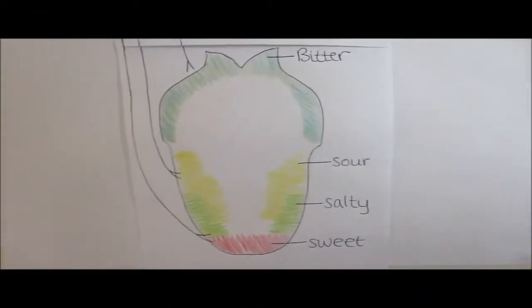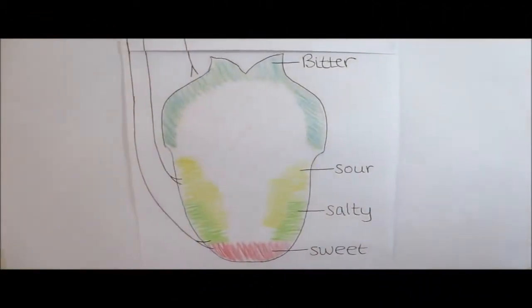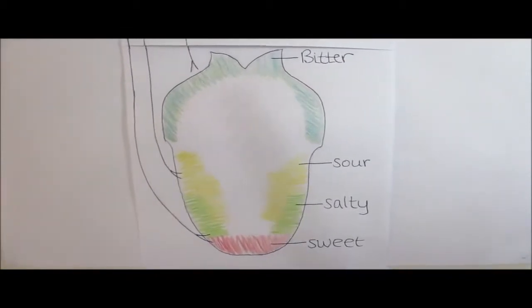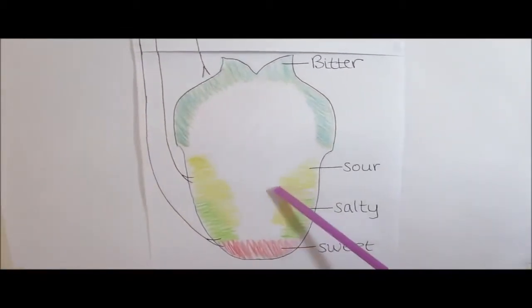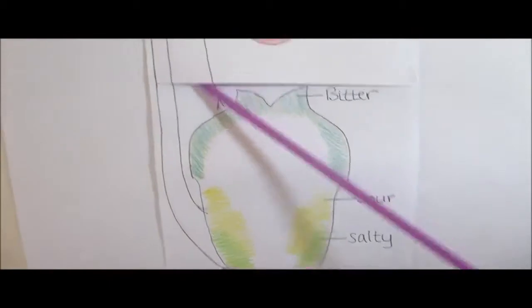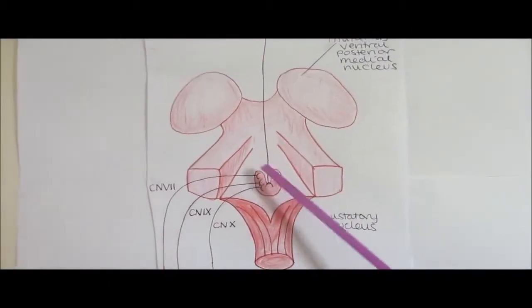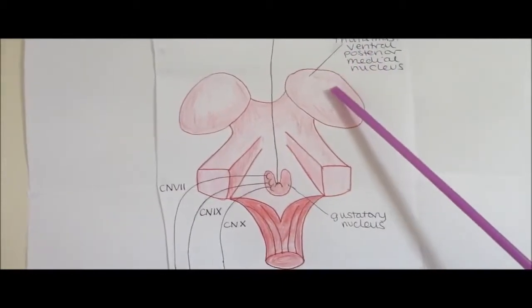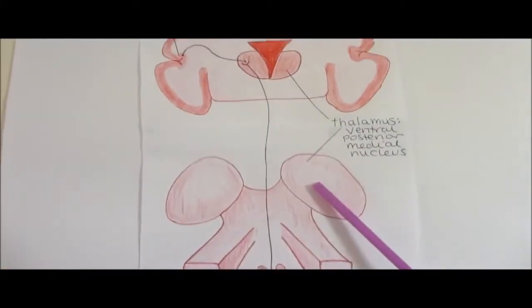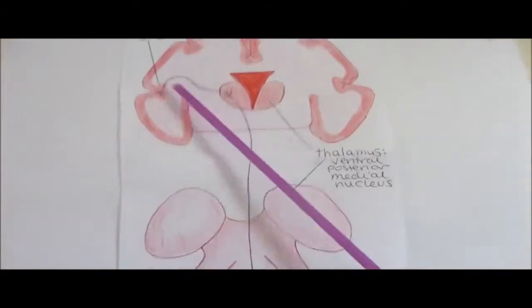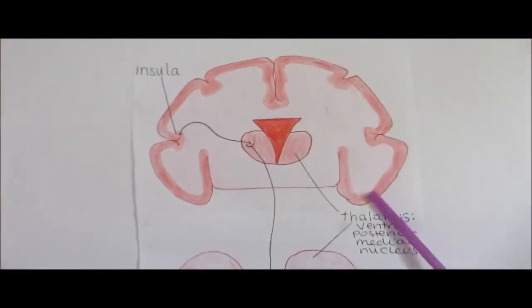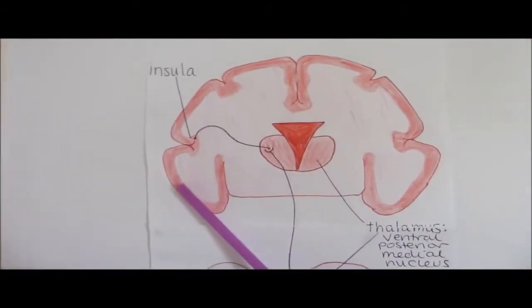Let's just recap the pathway tastants take from the tongue to the brain. First, they are detected by taste buds in the tongue. Primary gustatory axons then carry the signal to the gustatory nucleus in the medulla. From here, the signal is transmitted to the ventral posterior medial nucleus within the thalamus. Then, the signal is transmitted to the cortex, so we become consciously aware of the flavour.